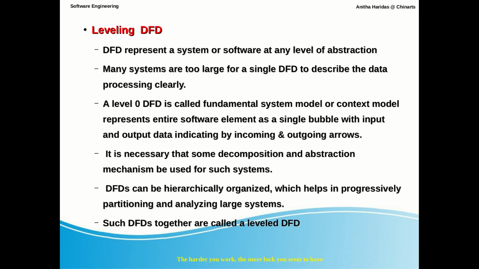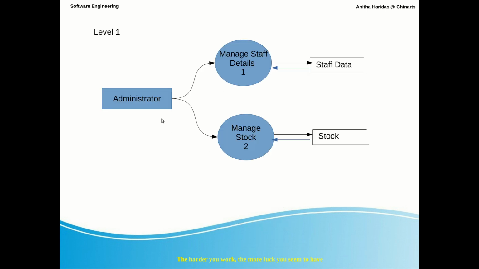Now the next very important thing that we should understand in data flow diagrams is leveling the data flow diagram. Why do we need to level the data flow diagram? I will show you an example, then we will come back to these points. This is a data flow diagram. I am going to call it level 1. Level 0, we have already seen, is a context flow diagram that depicts the entire system, which is level 0.